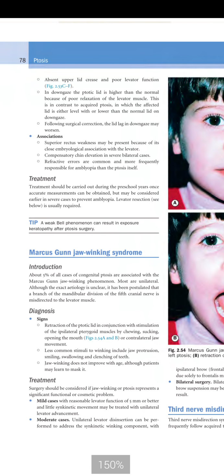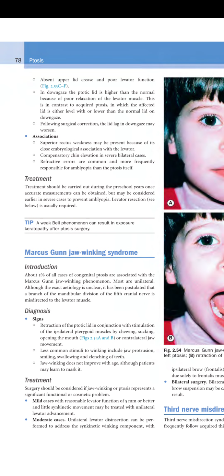So, Marcus Gunn jaw winking phenomenon. It is a very common phenomenon. Marcus Gunn jaw winking is basically when the nerve that is supplying the pterygoid muscle is supplying the levator muscle. So what happens is, when the mouth moves, the lid moves too. That is how it is connected. And Marcus Gunn jaw winking is closely associated with monocular elevation defect as well.